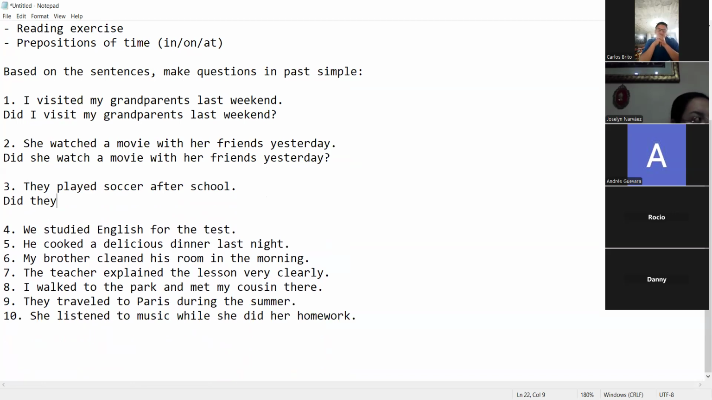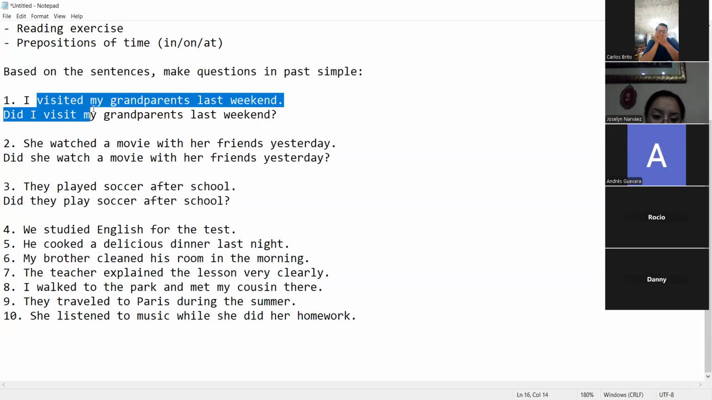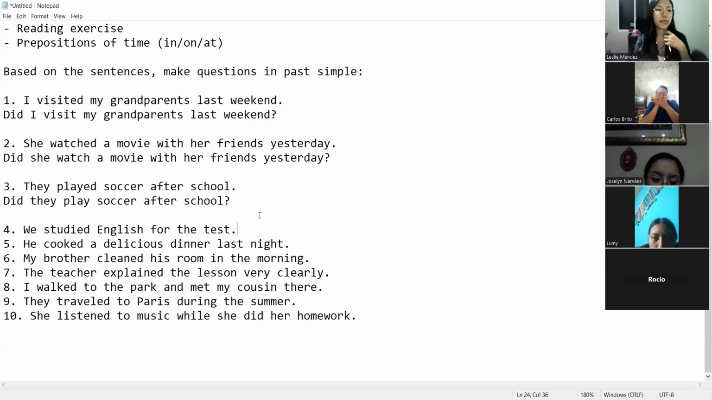They play soccer after school, right? Don't forget, my friends, that when we have the auxiliary verb in past, the verb is infinitive. So it changes, like played, play, watched, watch, visited, visit, right? Don't forget that detail.